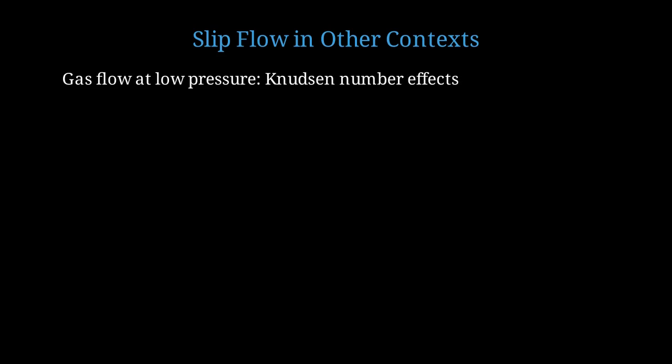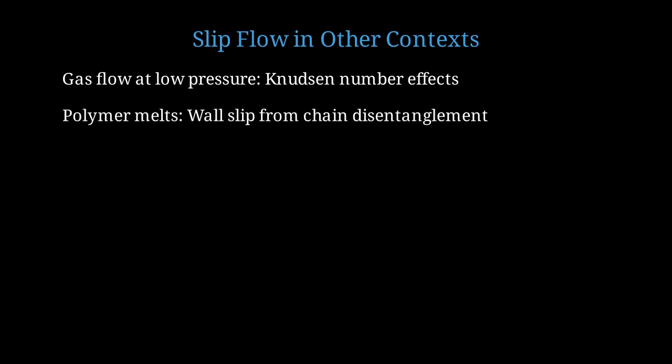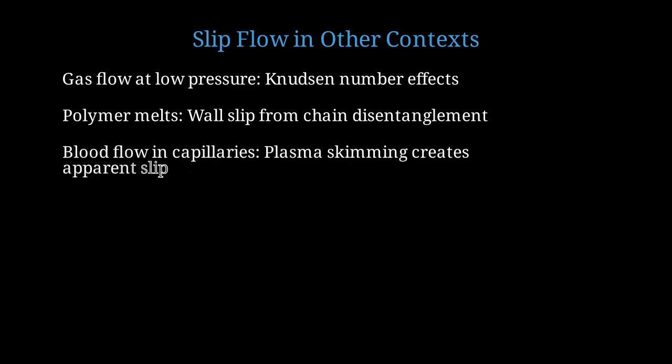Before we conclude, let me mention that slip flow appears in several other interesting contexts beyond liquids. In gas flow at low pressures, when the mean free path becomes comparable to the channel size, we get slip flow due to rarefaction effects. This is characterized by the Knudsen number. In polymer melts, you can get wall slip when the polymer chains near the wall disentangle from the bulk. This is crucial in polymer processing. In blood flow through capillaries, red blood cells tend to migrate away from the walls, creating a cell-depleted layer. This plasma skimming creates an apparent slip effect.